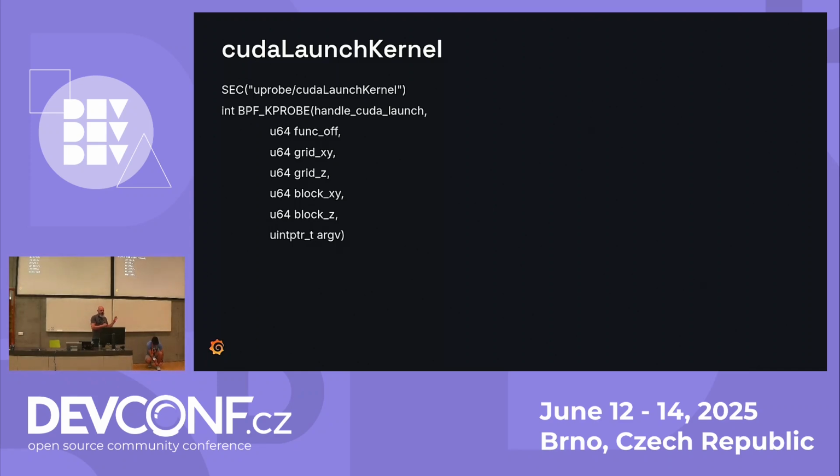Here's the definition of the probe for CUDA launch kernel, and as I said, this is going to intercept the launch kernel function in the GPU, and it's going to extract some metadata. The first arguments are passed via register, and from here what is interesting for us is that the func offset is going to be used later to infer the name of the kernel, and the remaining parameters are these grid and block coordinates.